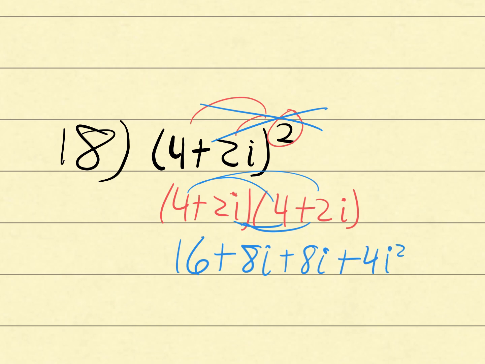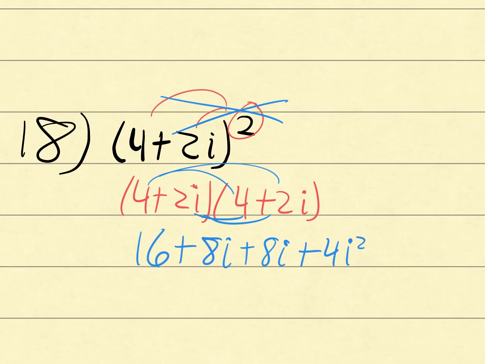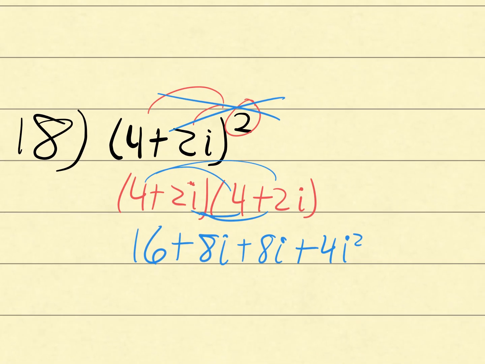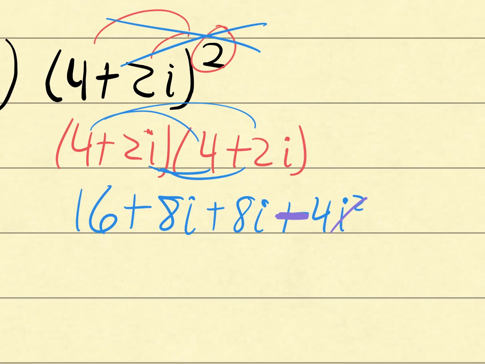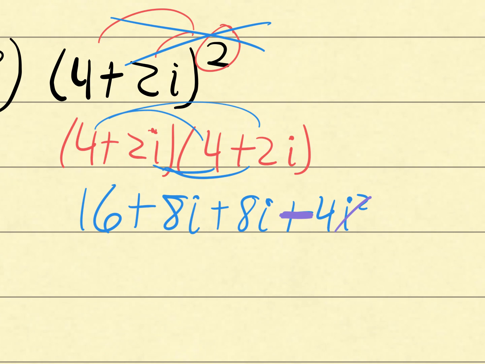Now, what do we do when we see an i squared? It means negative. So i squared is negative 1. When we're combining like this, we can cross out the i squared and replace it with its opposite. So plus 4i squared becomes minus 4, a real number 4. And now you just combine real with the real. So 16 minus 4 is going to get you 12. Imaginary with the imaginary, 8i plus 8i is going to get you 16i.